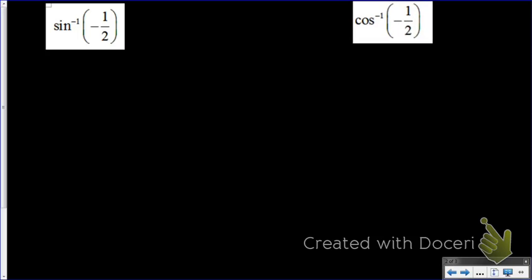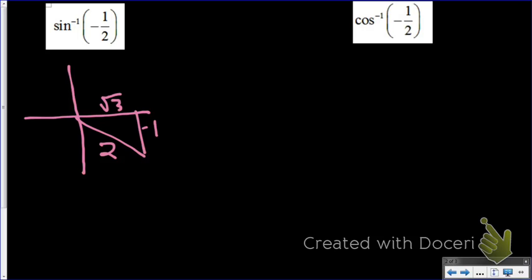negative 1/2. So we're going to do it the same way. Because it's sine and it's negative, I'm going to draw it in the appropriate quadrant. So I need to think about where sine is negative. The principal value was in quadrant 4, so I'm going to start with that one. I want my opposite and my hypotenuse to be 1 and 2, and then my adjacent side has to be root 3, which means that the reference angle is 30 degrees or pi over 6.